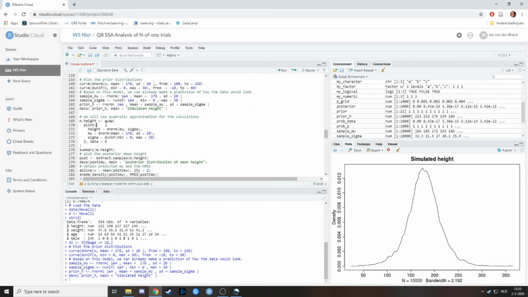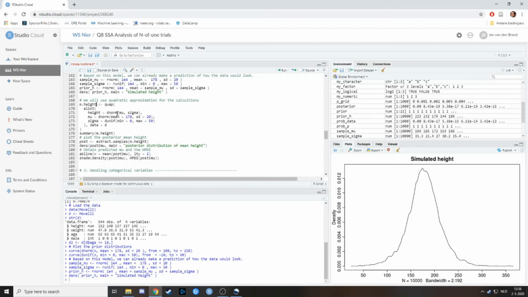Now, we will combine these priors, which are sort of realistic, with the data. And we will do this using the quadratic approximation. A quadratic approximation is a slightly different way of testing possible values than the grid approximation that we used before. I won't bore you with the details, but in principle, it's the same thing.